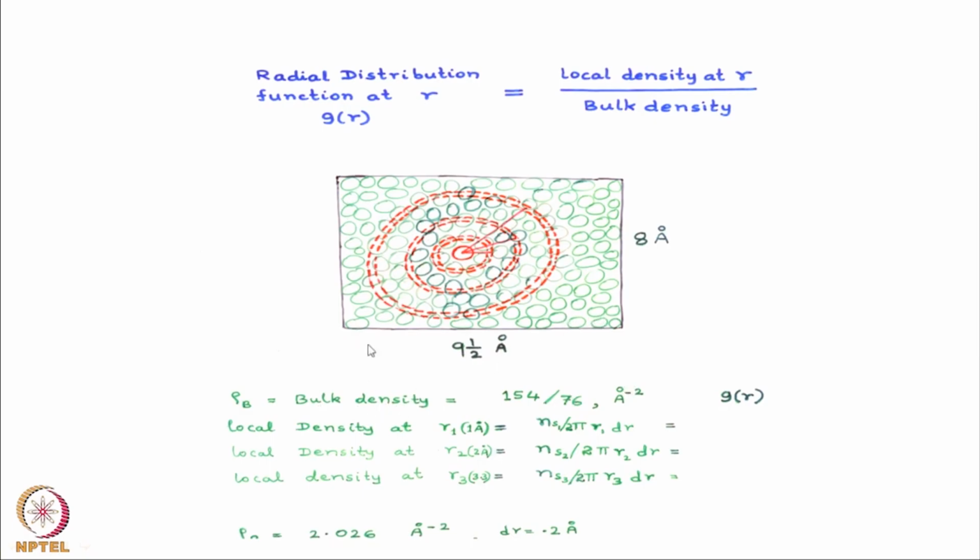How do I get the bulk density? Total number of particles. There are 154 particles in that area, divide by that area. So, this is my bulk density: the total number divided by the total area. Now, how do I get a local density at r? The first one is at 1 angstrom, the second one is at 2 angstrom, and the third one is at 3.3 angstroms. So, I have calculated 3 particular areas now, at 3 particular distances.